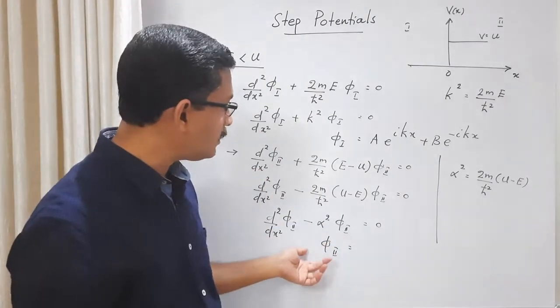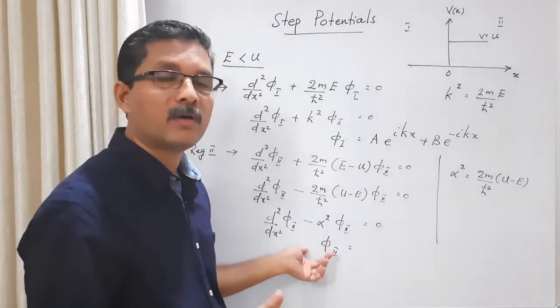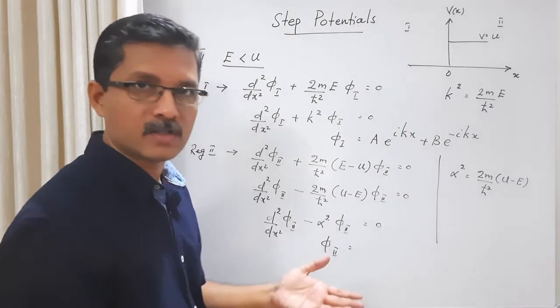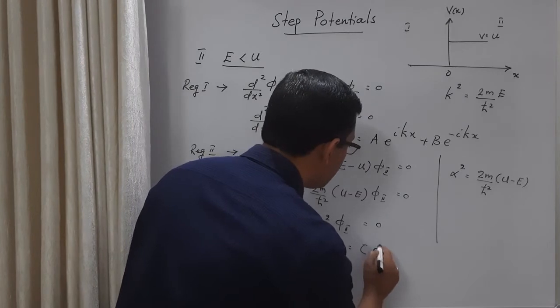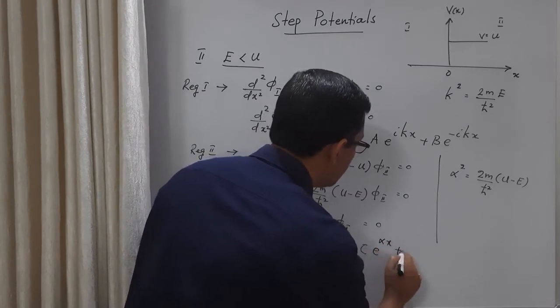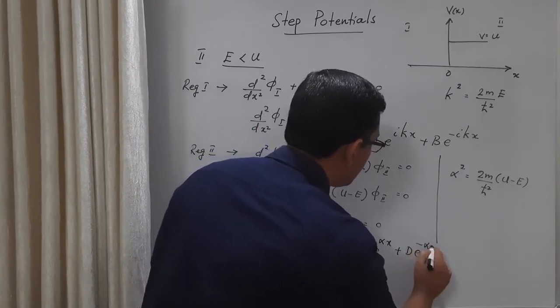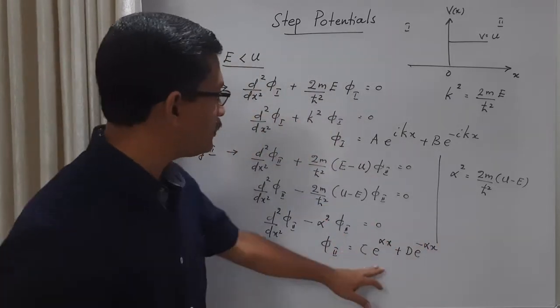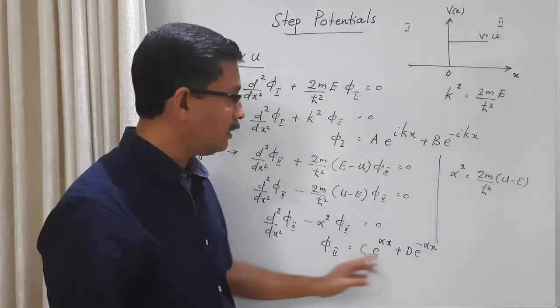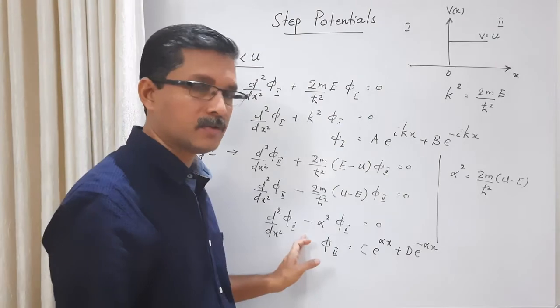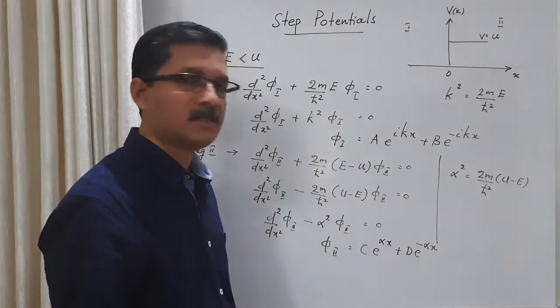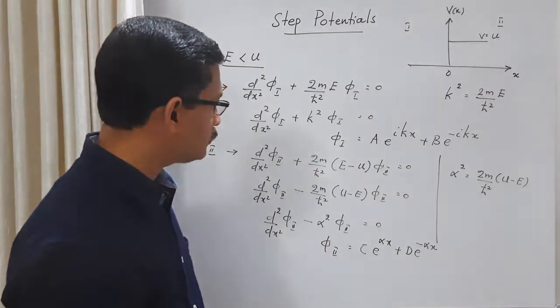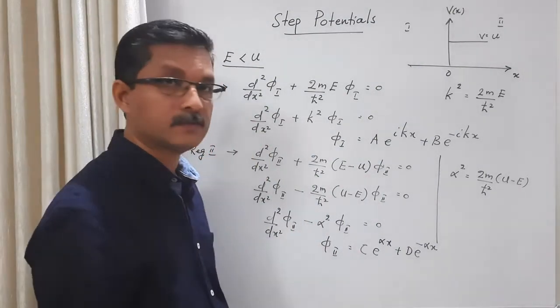Its solution is either e raised to alpha x or e raised to minus alpha x or a combination of both. So in general, I can write phi 2 equal to C e raised to alpha x plus D e raised to minus alpha x. You can check that e raised to alpha x is a solution of this, e raised to minus alpha x is also a solution. Since it's a linear homogeneous differential equation, a linear combination is also a solution. So mathematically this is the general solution.